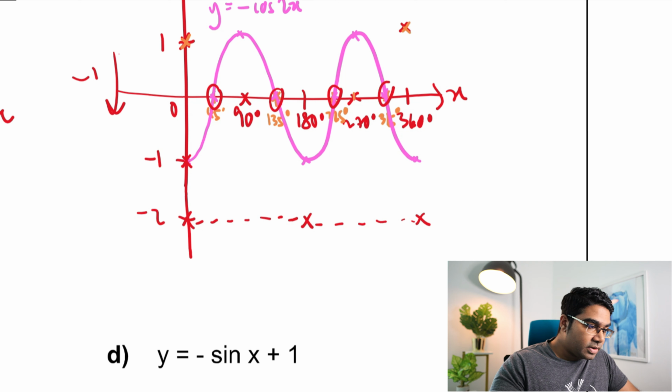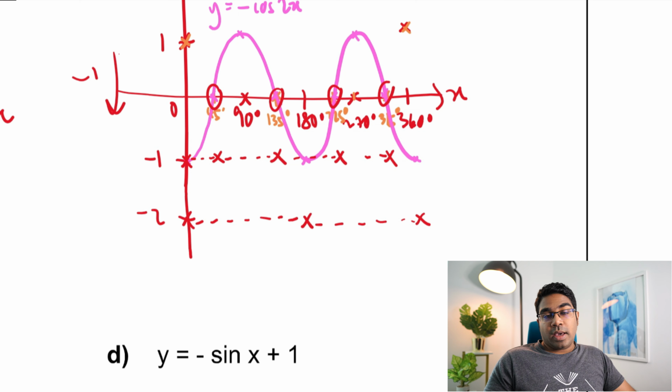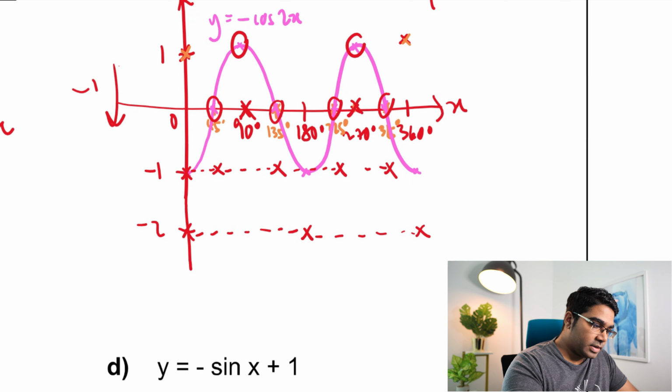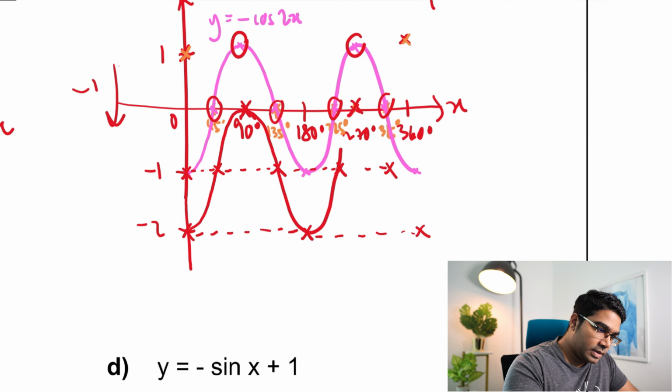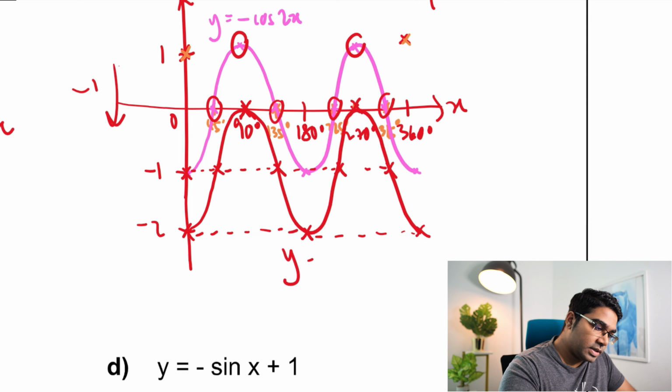All the 0 values will become negative 1. So we have one point here, here, here, and here. And of course, all the points at 1 will become 0. So we have points here and here. So let's sketch our graph now. So we have a graph that looks like this. This is our final graph. So this will be y equals negative cos 2x minus 1.